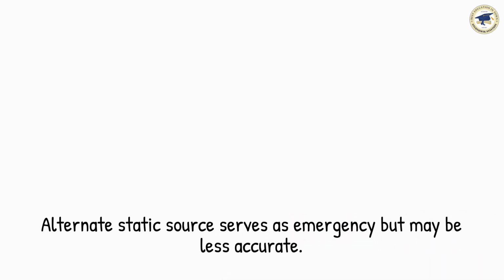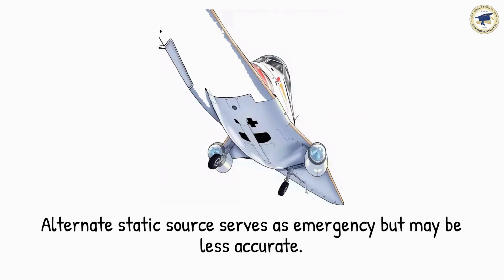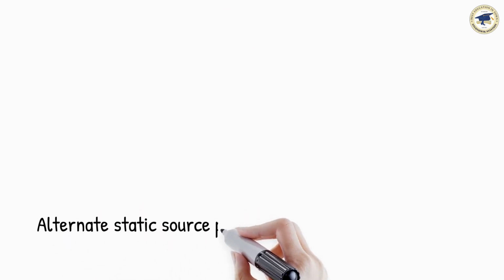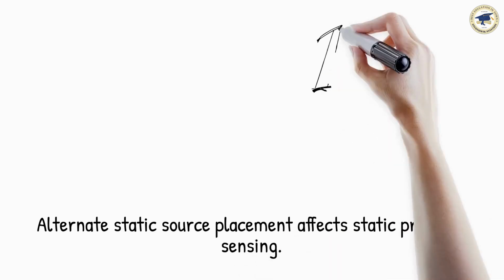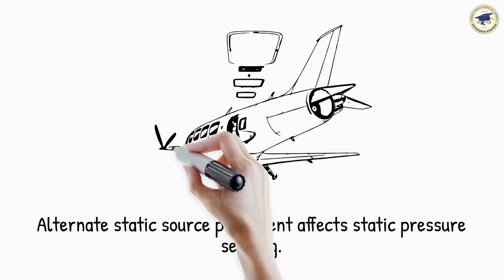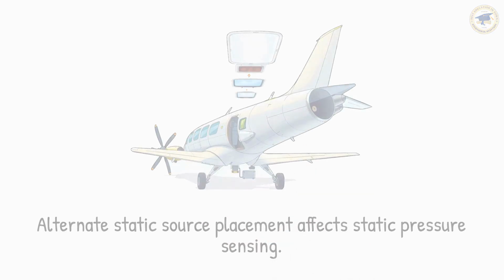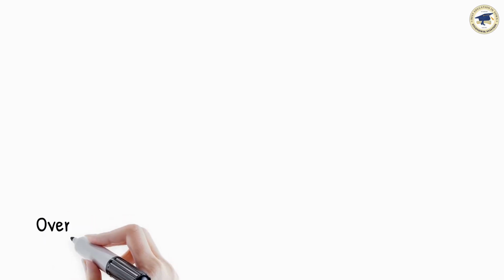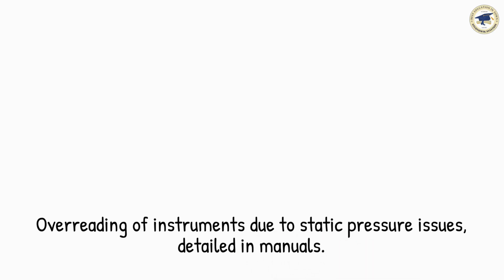However, since it is usually not located at the optimum place on the aircraft, it often provides less accurate readings. In pressurized aircraft, the alternate static source is often placed in the unpressurized rear fuselage. In unpressurized aircraft, it may be located inside the cabin. As a result, the static pressure sensed will be slightly lower due to suction. This causes the altimeter and airspeed indicator to overread. Such errors are usually listed in the aircraft flight manual.